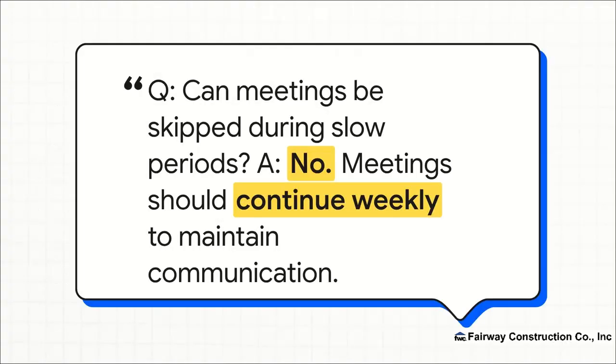And what about during slow periods? Can we skip a meeting? Let me be perfectly clear. The answer is no. Consistency is non-negotiable. These meetings happen every week without exception. Even during slower periods, we meet to maintain the rhythm of communication and ensure we are always ready for the next phase.